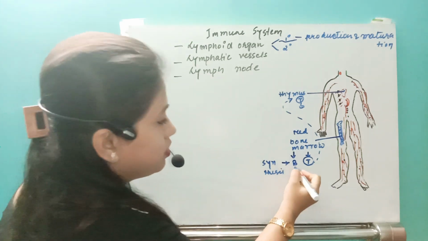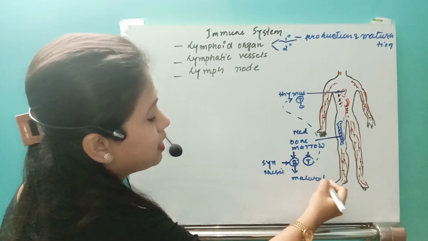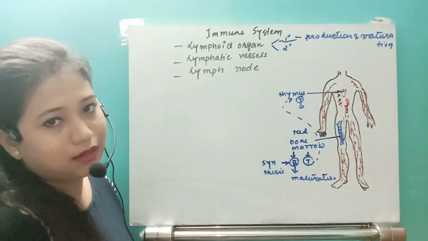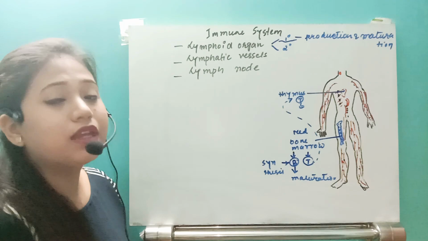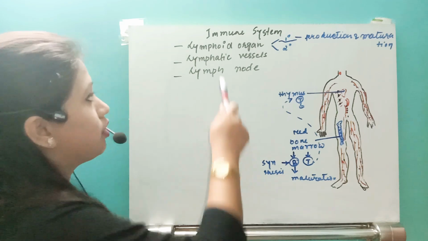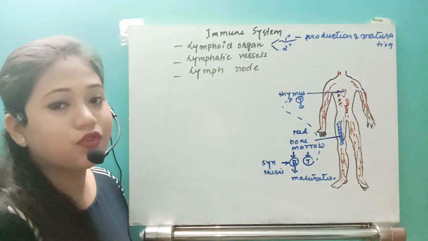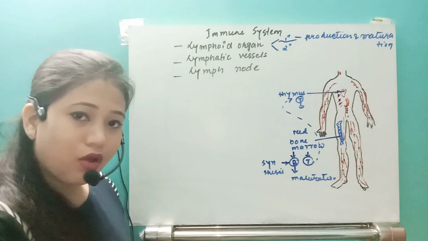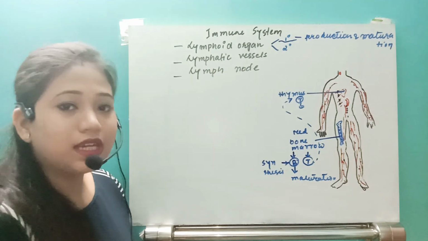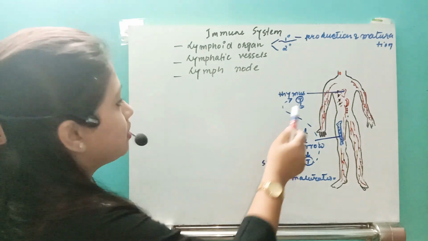Okay, so the next one, that is the B lymphocyte. B lymphocyte maturation will take place in the same bone marrow, but the T lymphocyte maturation will occur in the thymus. So the organs that help in the production and maturation of B and T lymphocytes are known as the primary lymphoid organs. This is the bone marrow where both B and T lymphocytes are formed. Bone marrow is also the site of maturation of B lymphocytes, but the T lymphocyte is produced in the bone marrow and gets matured in the thymus.